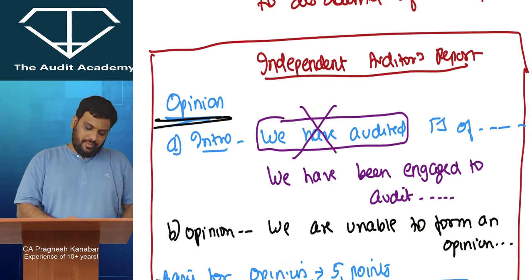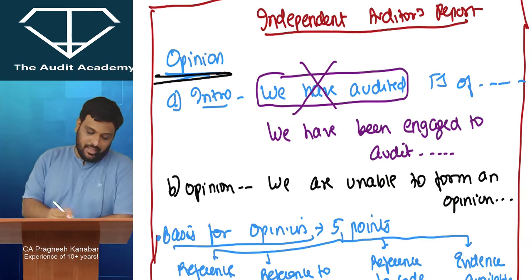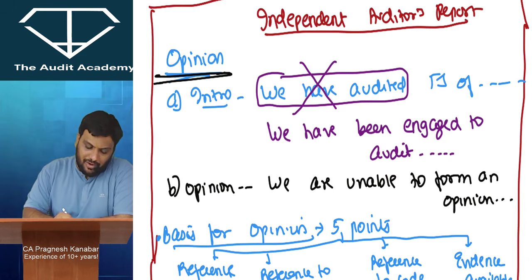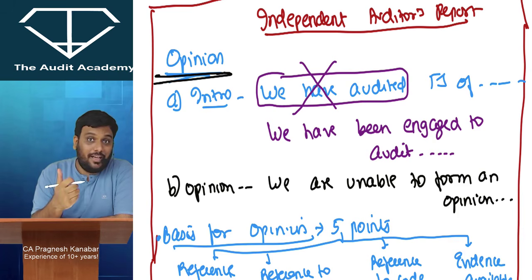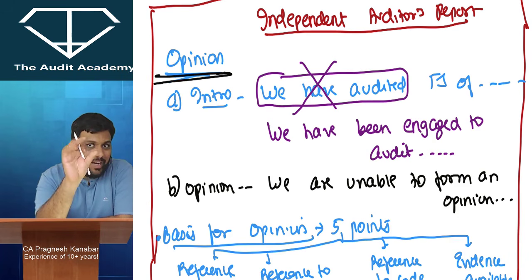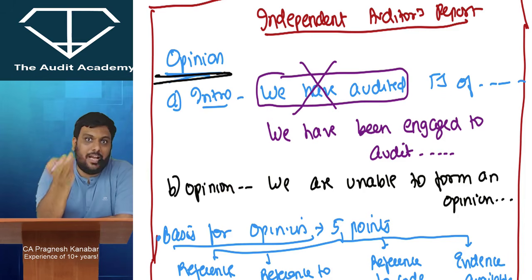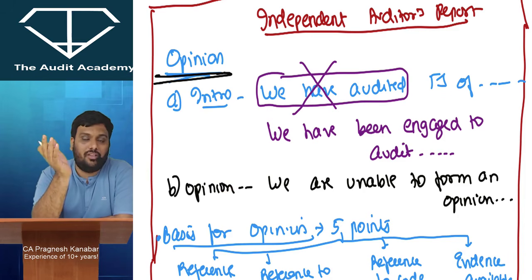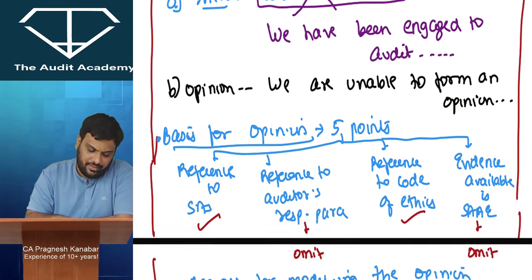first of all, in the introduction, we write this, no, we have audited financial statements of so and so company. Instead of we have audited, you will have to use the English, we have been engaged to audit. Because actually, we could not audit. So how can we use the English, we have audited? So in the introduction part, one line will change. Then in the opinion part, entire opinion will change. We are unable to form an opinion on the financial statements, whether such financial statements show a true and fair view of the state of affairs and stuff.